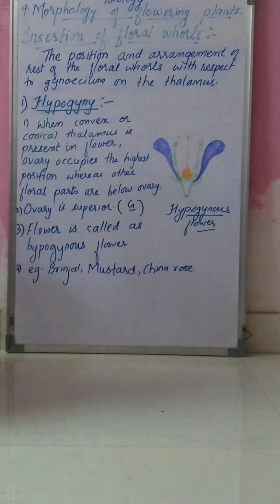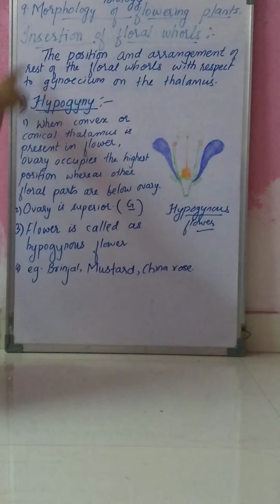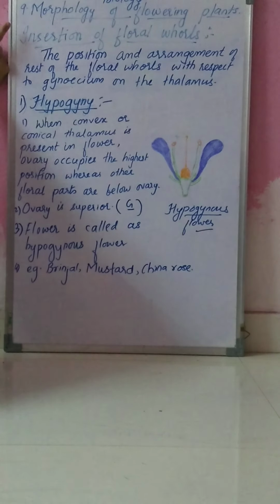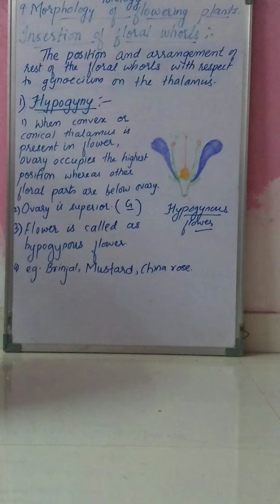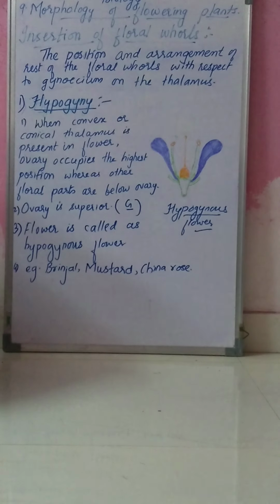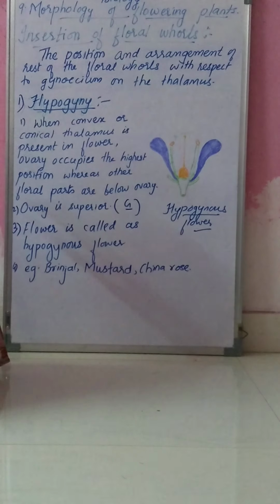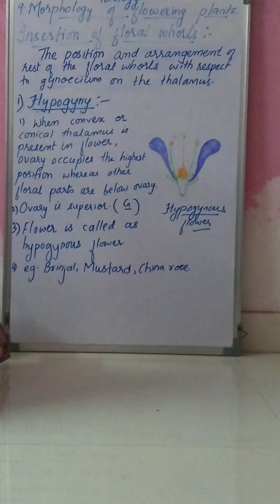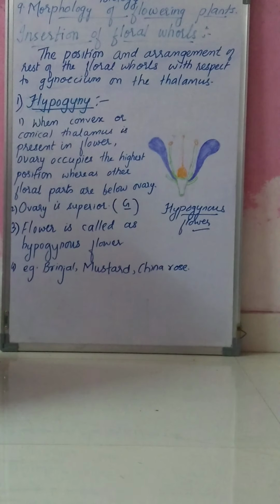In biology, we have started the topic chapter number 9, that is morphology of flowering plants. Last time we started with flower. We studied the typical flower, in which we studied the definition of flower and also the bracteate flower, ebracteate flower, then flower symmetry. Now next, today we will study insertion of floral whorls.